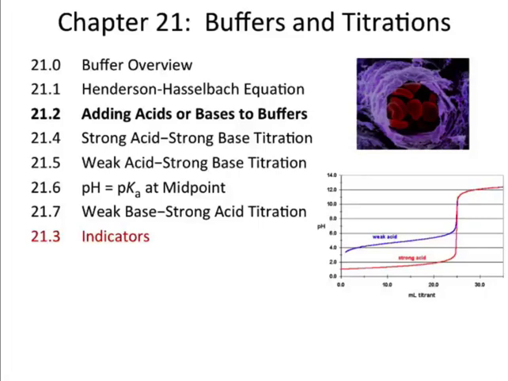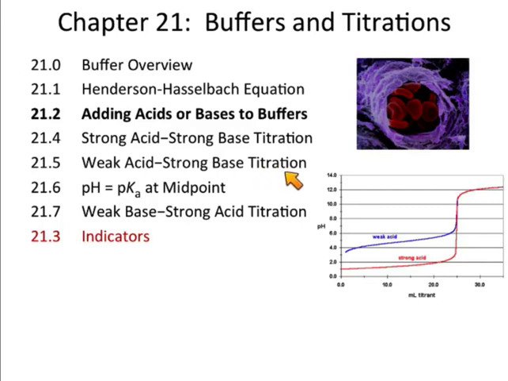Hello. In this video we're going to talk about what happens when you add an acid or a base to a buffer. This is an important thing we need to know how to do, in particular, because when we do titrations, which are going to come up next, a key step in the titration process is to do this. So we're going to start with weak acid strong base titrations first, so we need to know what happens when you add acid or base to a buffer. Remember, a buffer is a weak acid and its conjugate base, or a weak base and its conjugate acid.